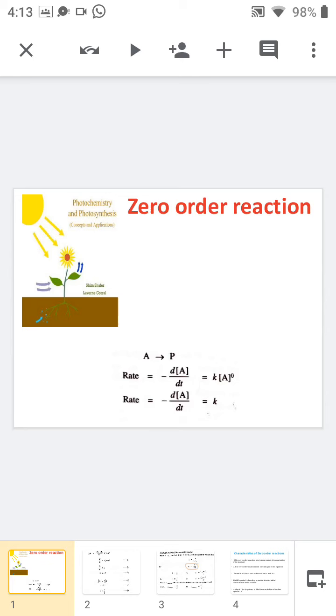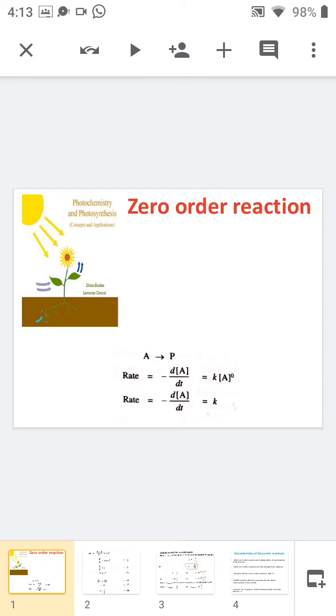Everybody. Today we will discuss the zero order reaction. Zero order reaction means the rate of a reaction does not depend upon the concentration of the reactant. One example is the photochemical reaction, in which the rate of a reaction depends only on the intensity of the light.